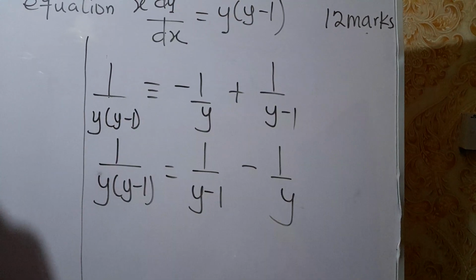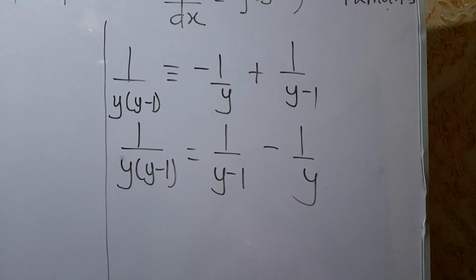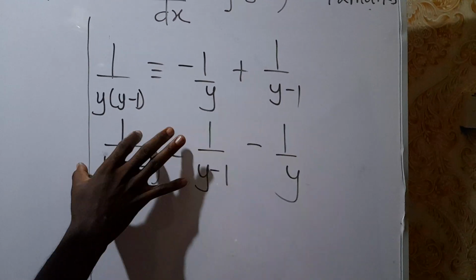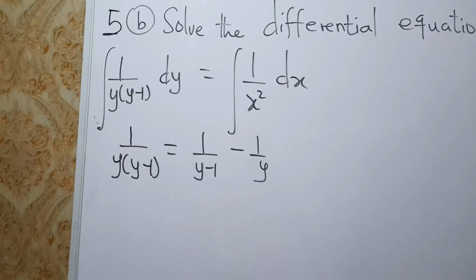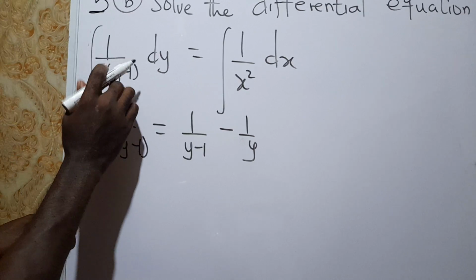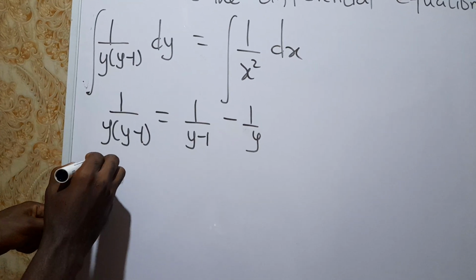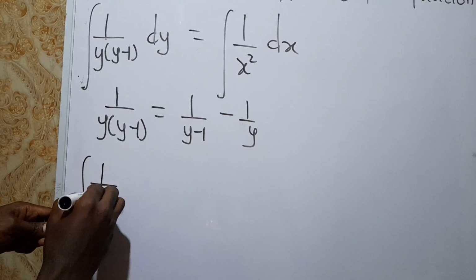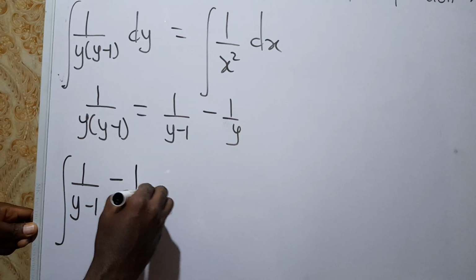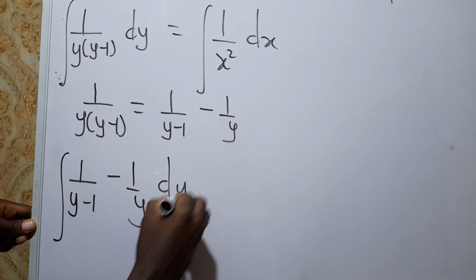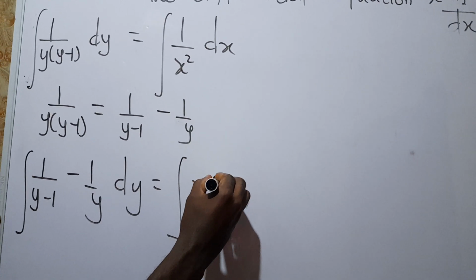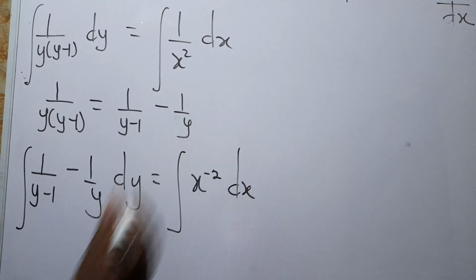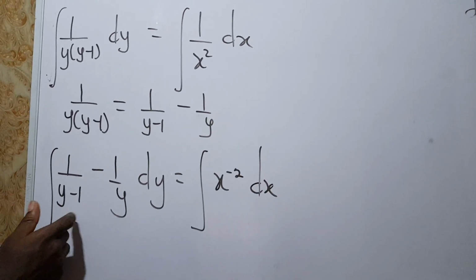I'll write this one first, then the other one. It doesn't change the meaning of it. So now we know this to be that. We substitute into each place here before we integrate. So we can say the integral of 1 over y minus 1 minus 1 over y dy is equal to the integral of, we can rewrite this as, e exponent negative 2 dx. So we integrate this 10 by 10.